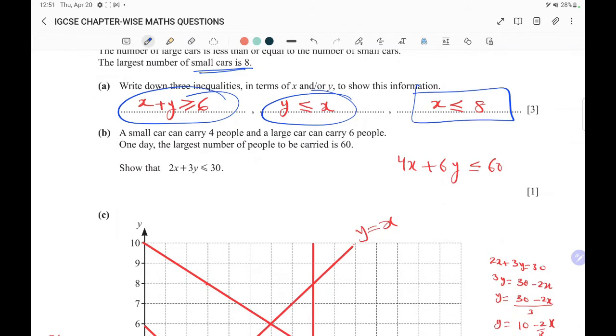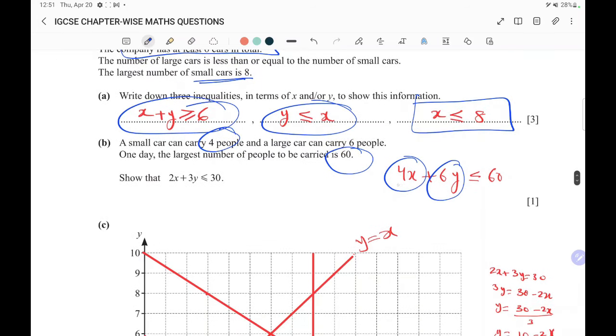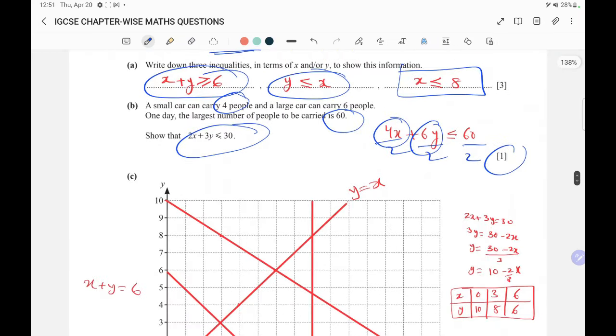A small car carries 4 people and a large car can carry 6 people. On one day the largest number of people to be carried is 60. So 4 times x plus 6 times y, and the maximum people that can be carried is 60, so less than or equal to 60. Just divide by 2, so this is 2x plus 3y less than or equal to 30. This is for 1 mark, so no need to worry about it.